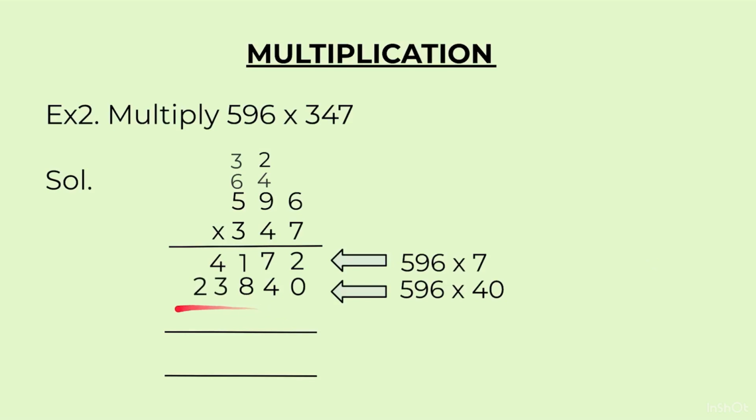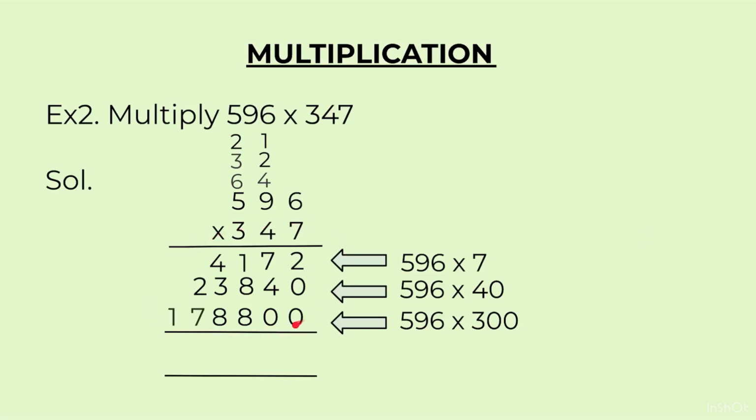In the last line here, we will multiply 596 by 300. First we'll write the 2 zeros here. Then we'll multiply 3 by 6, 18, 1 at the top, 8 at the bottom. Then 3 into 9, 27 plus 1, 28, 2 at the top, 8 at the bottom. 3 by 5, 15 plus 2, 17.